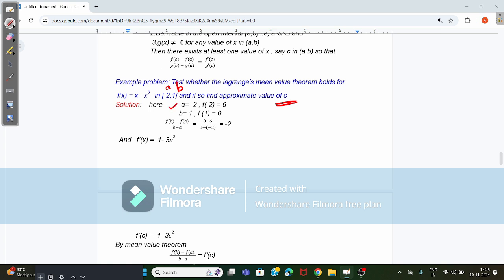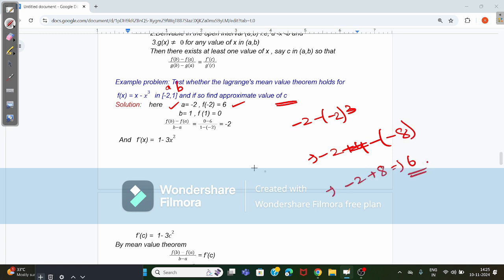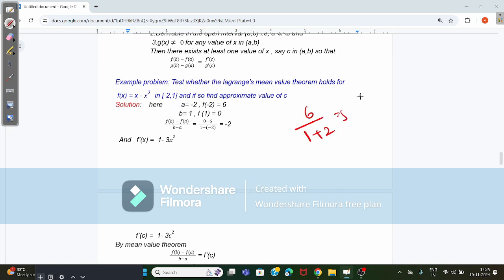The value of a is minus 2, and f of minus 2 gives the value 6. Substituting minus 2, minus of minus 2 cube becomes plus 8, so minus 2 plus 8 is equal to 6. Put the value of b: 1 minus 1 cube gives the value 0. Now f of b minus f of a by b minus a: 0 minus 6 by 1 minus of minus 2, gives 6 by 1 plus 2, which is 6 by 3, gives minus 2.